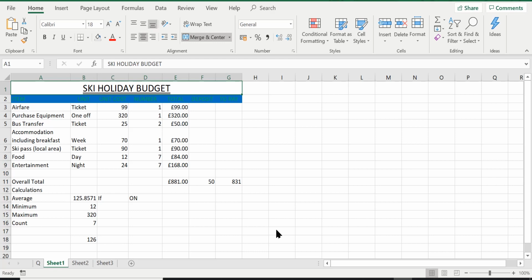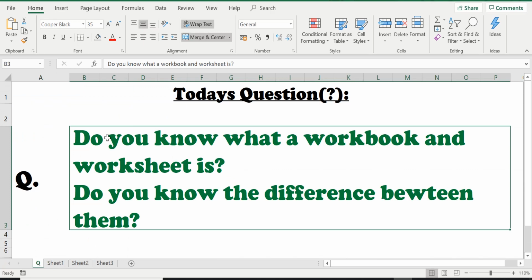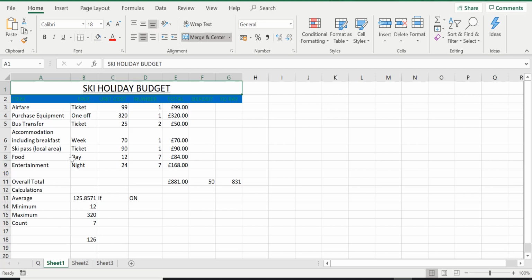So here we are back on our lovely spreadsheet that we have created from lesson one up until now. The question of today, let's have a look, is do you know what a workbook and a worksheet is? Do you know the difference between them? So again, the focus is on this workbook and worksheet. Let's have a look at our spreadsheet, and we'll use this as an example to discuss the difference between a workbook and a worksheet and what they are.